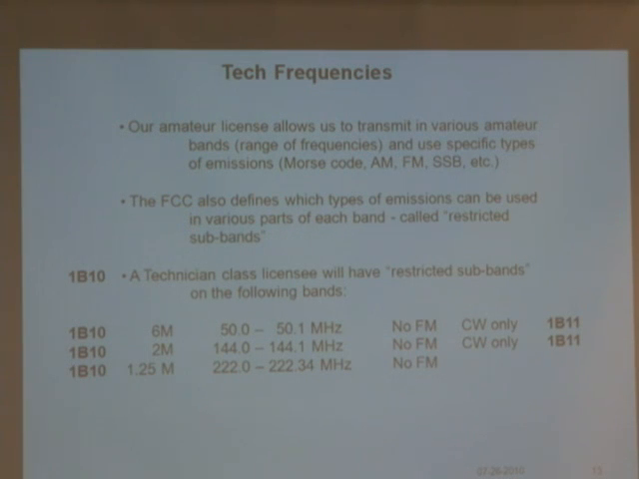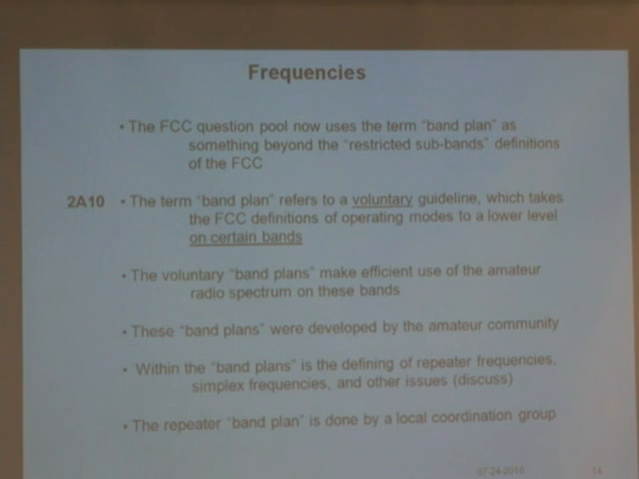Well, it turns out that most hams realize that, gee whiz, we don't want people with what we call repeaters everywhere else. If you want to go on data modes, we'd kind of like you to hang out over here, not over here on these frequencies. So the amateur radio community has come up with what we call voluntary plans. So a voluntary band plan makes efficient use of the amateur spectrum. Don't worry about how it did that. These band plans were developed by the amateur radio community. And within the band plans is defining where the repeater frequencies are, the simplex frequencies, and we'll talk about that after, and other stuff, okay?